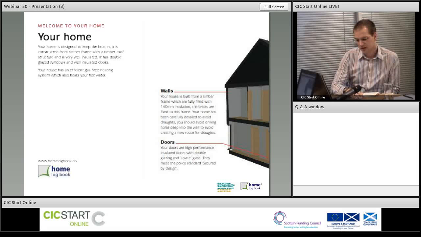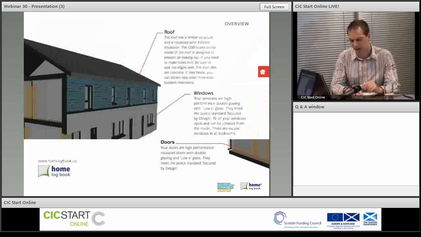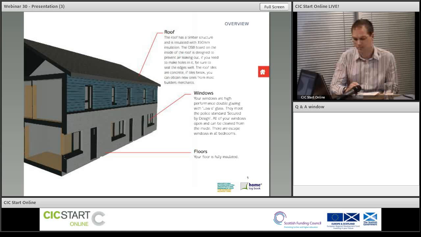The second set of pages was actually to tell people what their house was made of, which is an important aspect. It's timber frame, it's insulated with so much insulation. The windows are double glazed and timber and plastic, whatever. But actually to tell people the basic components of the walls, the doors, the roof, the windows and the floors. Very straightforward, non-technical language, but giving people enough information that they understand what that is.